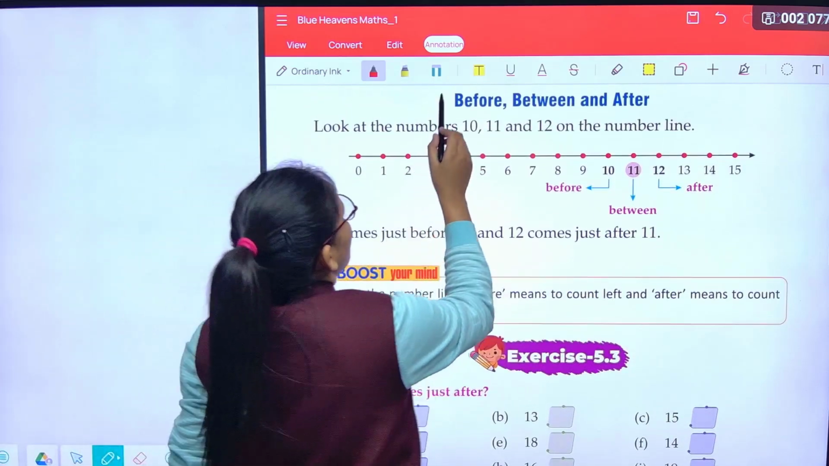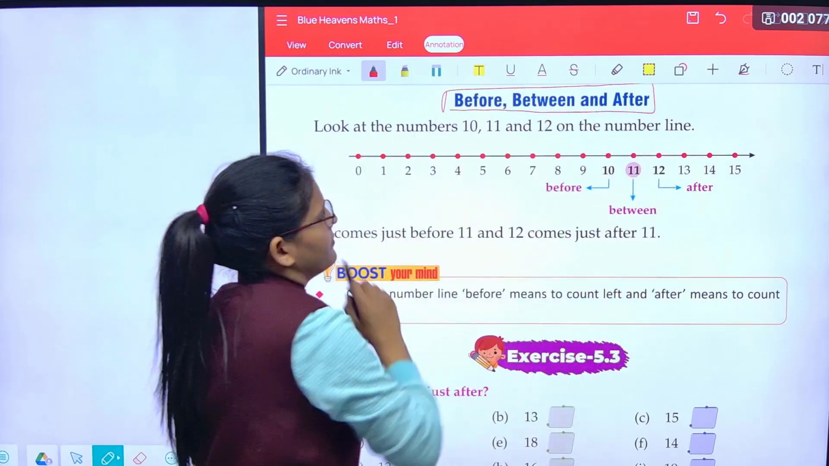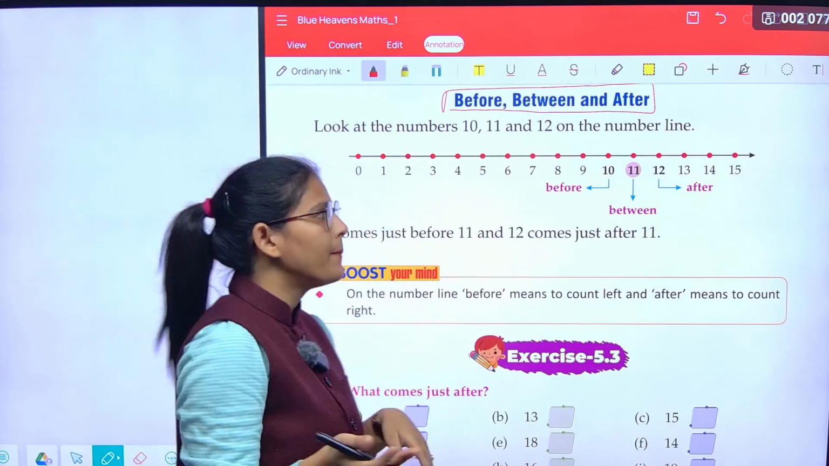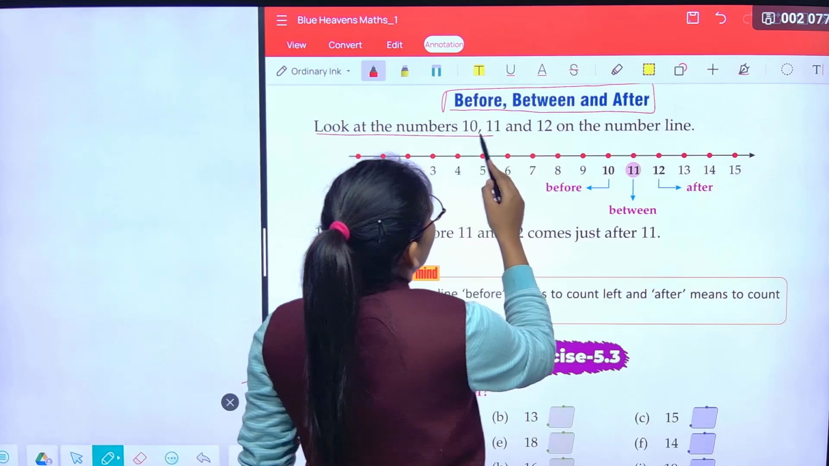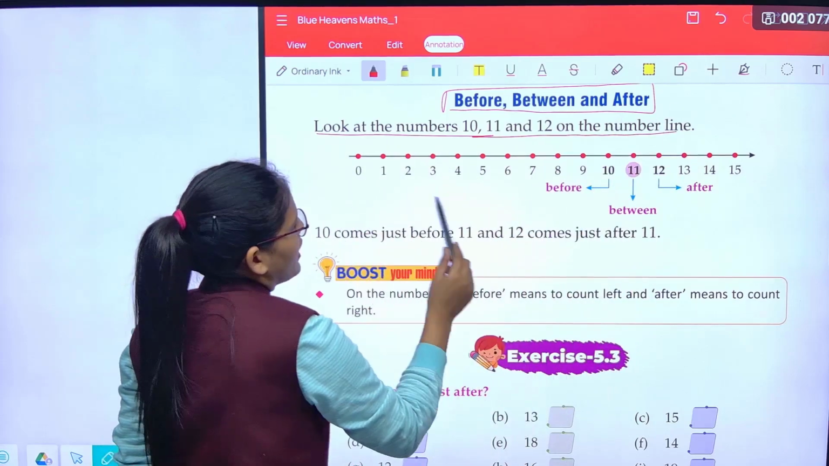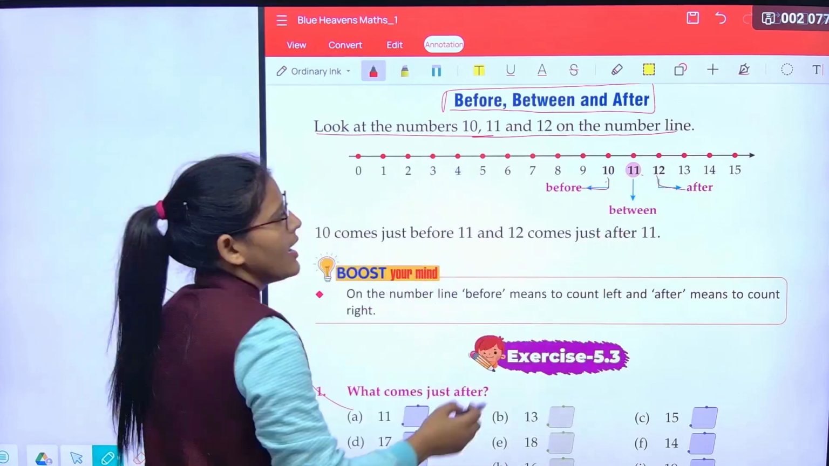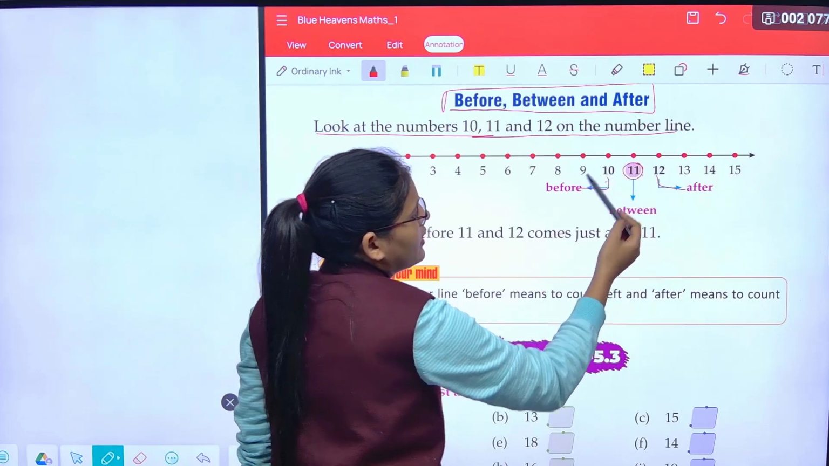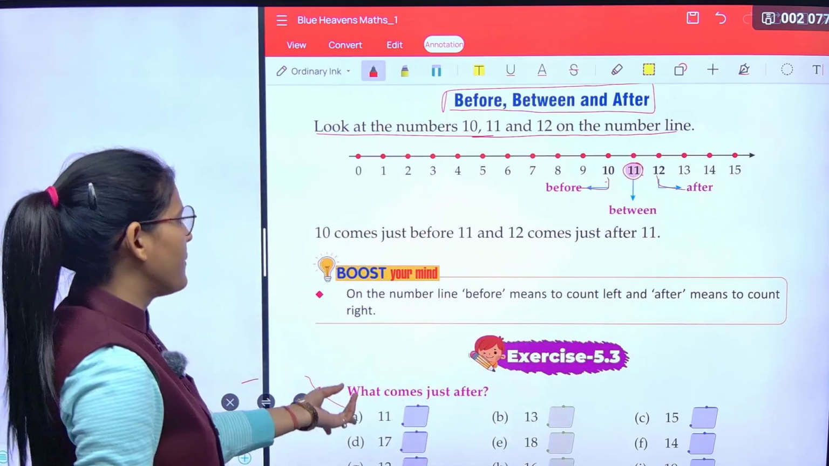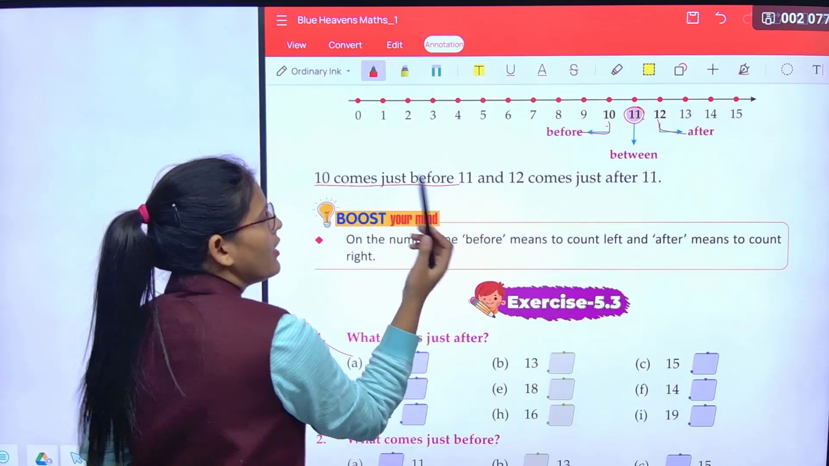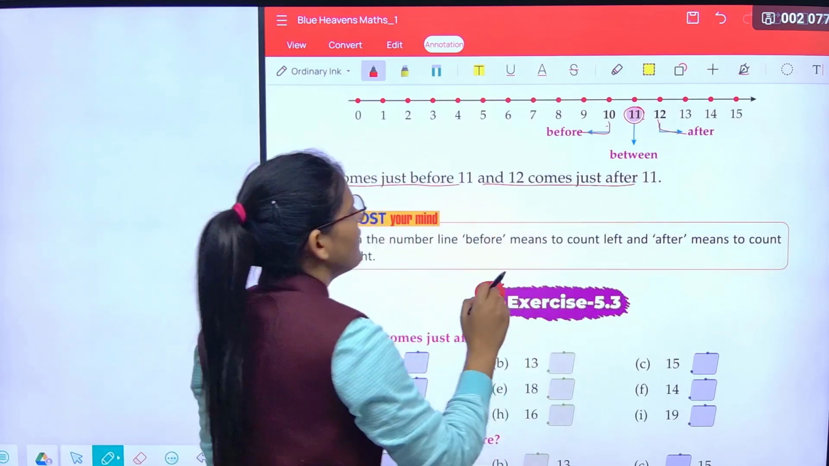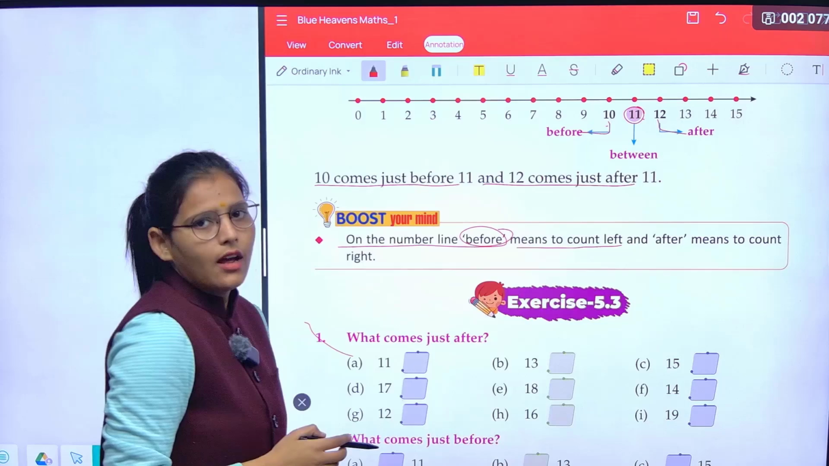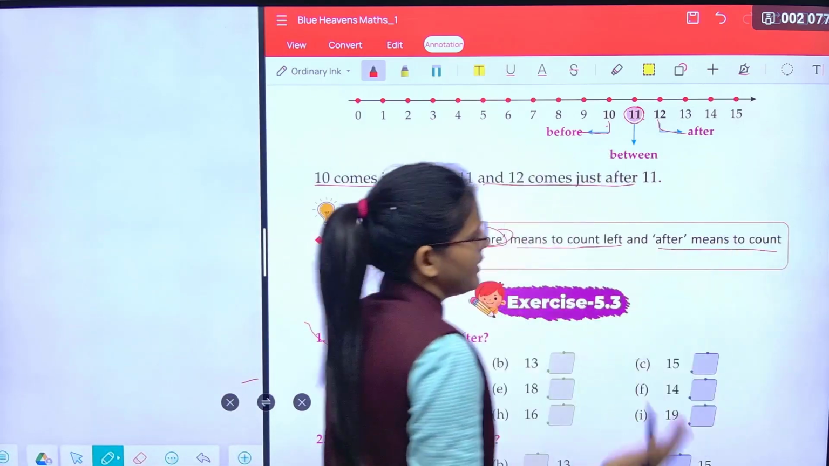Now class, come on before, between and after. Before means पहले, between means बीच में, and after means बाद में. Now class, look at the numbers 10, 11, 12 on the number line. 10 is before 11, 12 is after 11, and 11 is between 10 and 12. Now 10 comes just before 11 and 12 comes just after 11. Understand? On the number line, before means to count left and after means to count right.